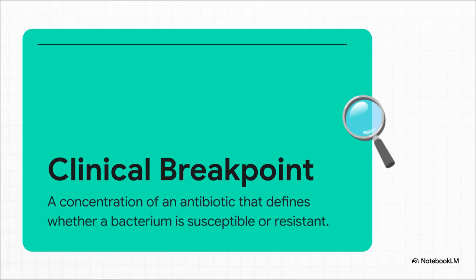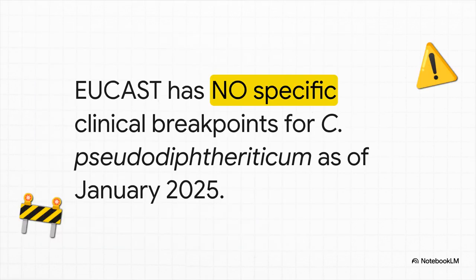So you definitely wouldn't want to use those for empiric therapy. And of course, to take a raw MIC value and turn it into a clinical interpretation, susceptible, intermediate, or resistant, we rely on official clinical breakpoints from groups like EUCAST. So here it is, the big problem. As of early 2025, EUCAST has 0 specific breakpoints for this organism. None. What does that mean for us in the lab?